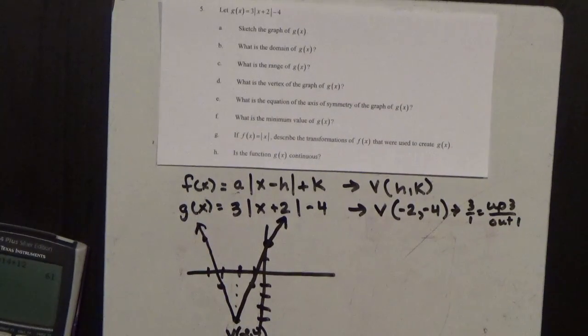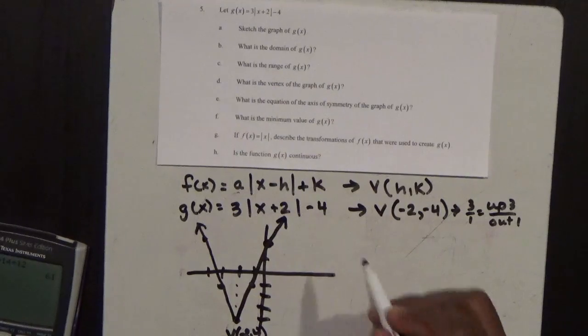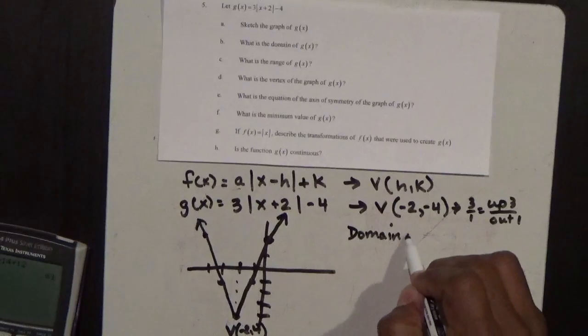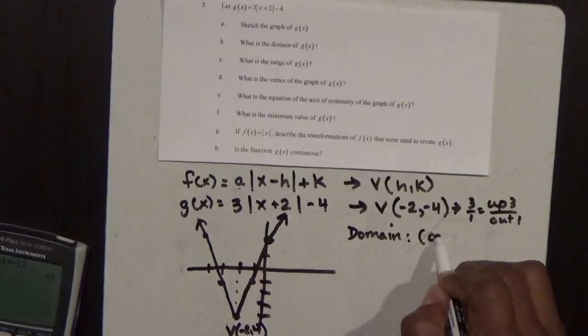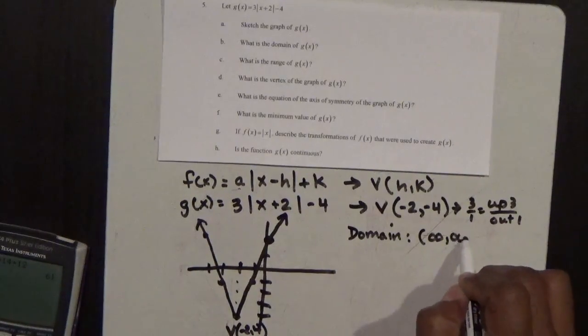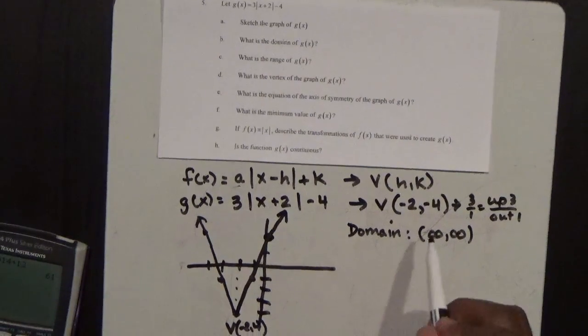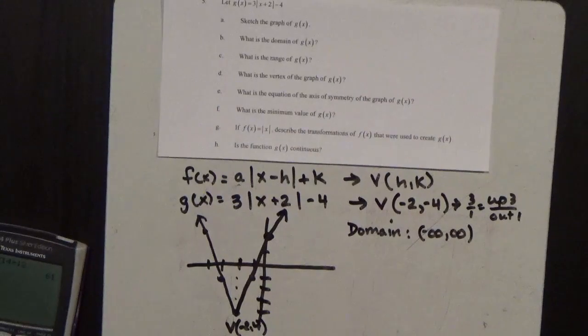It says, what is the domain of g of x? Now, the domain for all absolute value functions is going to be all real numbers. There are a couple of different ways you can write all real numbers. You can just say all reals, write all real numbers out, or you can say from negative infinity to infinity.